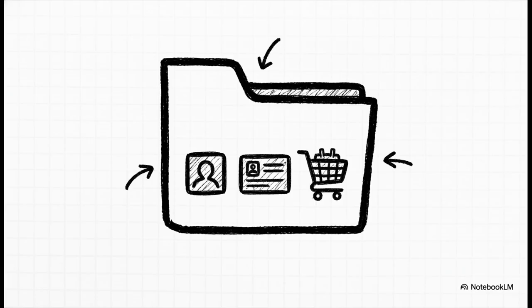Next up is the document model, and this one is super popular. It stores data in these flexible documents, usually in a format called JSON. Imagine a single file for each user that has everything about them, their profile, their contact info, and a list of all their past orders, all nested right inside. This makes it so efficient to just grab all of a user's information in one single trip.